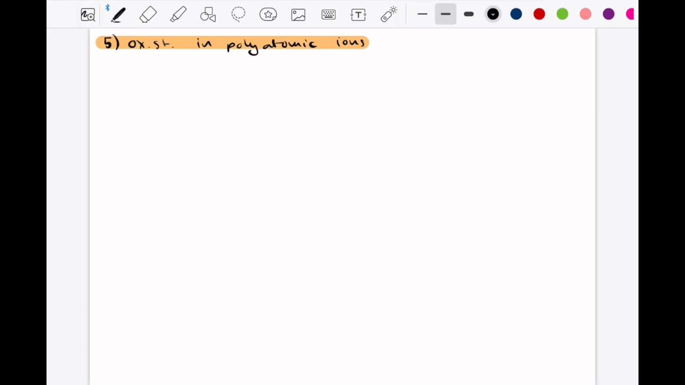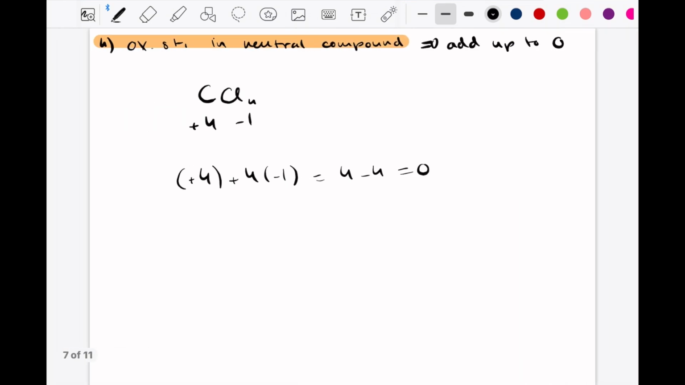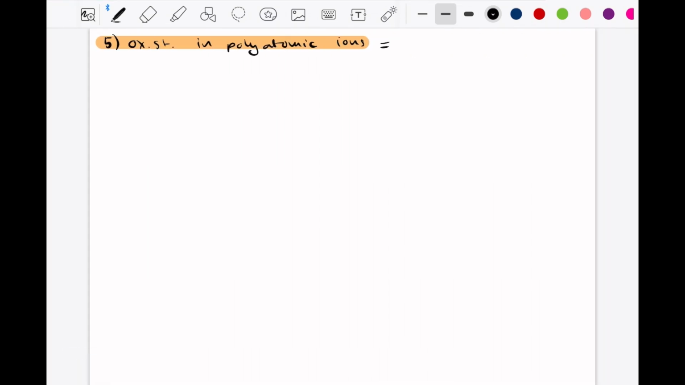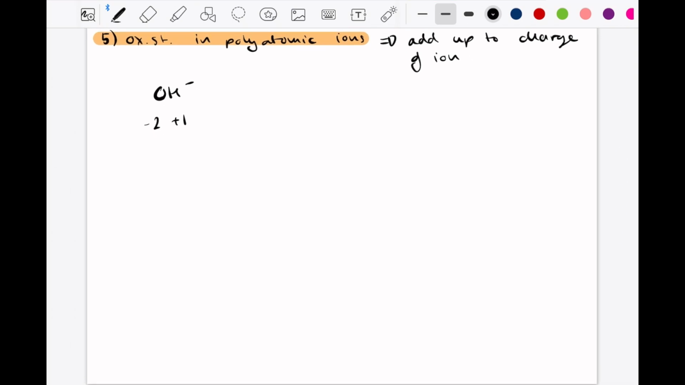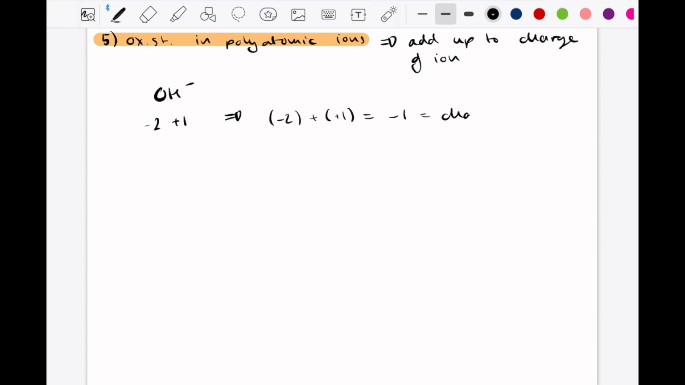Now think about what would happen if we had the oxidation states of a polyatomic ion. If they add up to 0 in neutral compounds, then in polyatomic ions they would add up to the charge of the ion. For example, let's take OH minus. This should add up to -1. An O always has an oxidation state of -2, right? Because it's taking 2 electrons. And an H has an oxidation state of +1 because it's giving up 1 electron. So we have -2 plus 1, which is equal to -1, which is equal to the charge of the polyatomic ion OH minus.